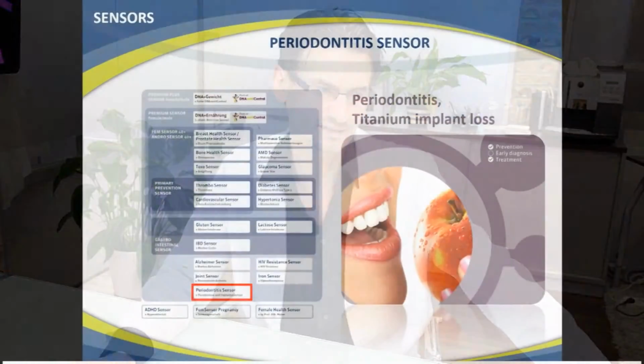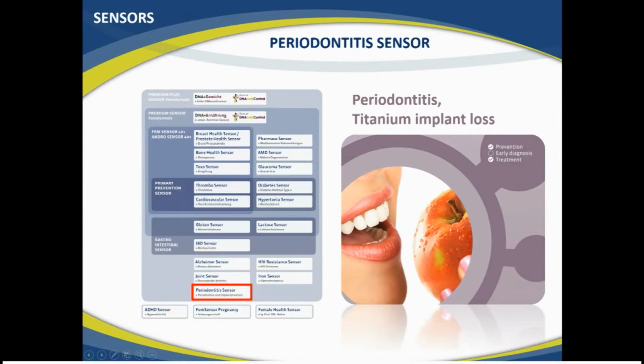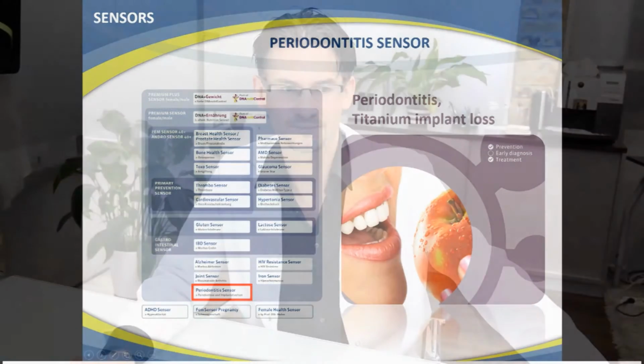Chapter 54, Dental Health and Genetics. And this is specific training for the periodontitis sensor. This test is found here in the overview, and it has two different roles. For one, it helps in prevention. So when you do the test, you get specific prevention advice. It doesn't help with early diagnosis, so there's no need to do a genetic test for this. But it also helps with improved treatment.